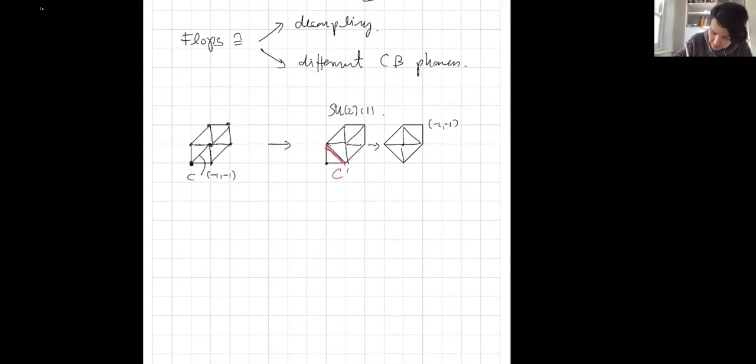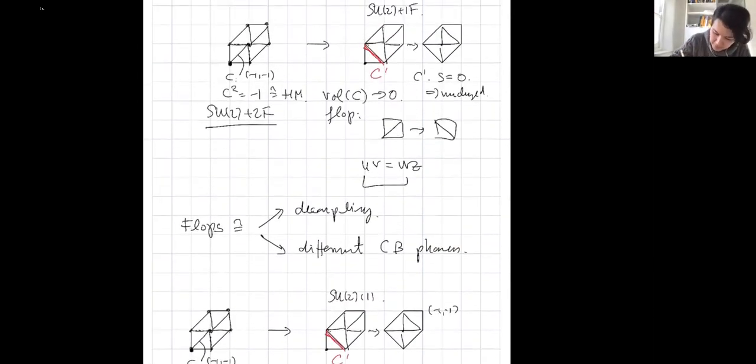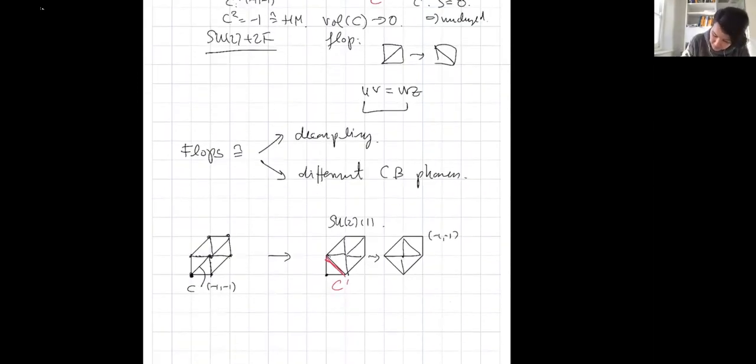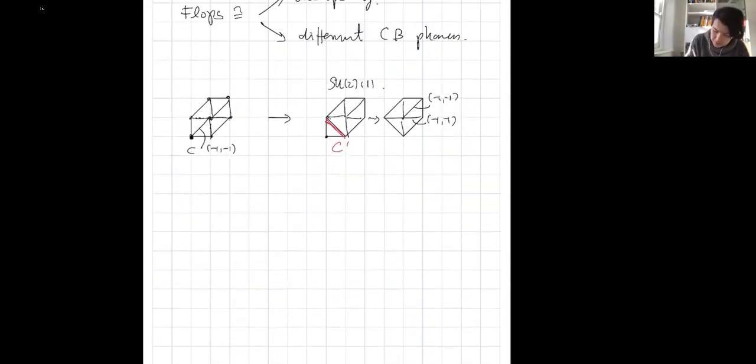In fact, this is, why did I draw it with this? Someone should have stopped me here. It's preempting what I was going to do, because that was already the phase where it's decoupled. Anyway, so essentially the two inequivalent -1 curves, this one here and this one here. And we can do the flops and they give us two different diagrams.